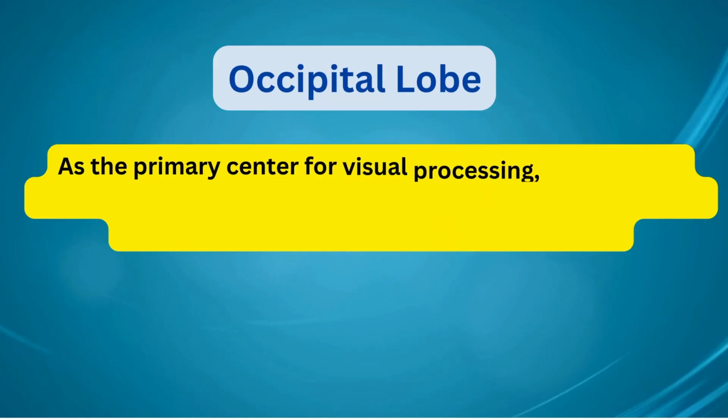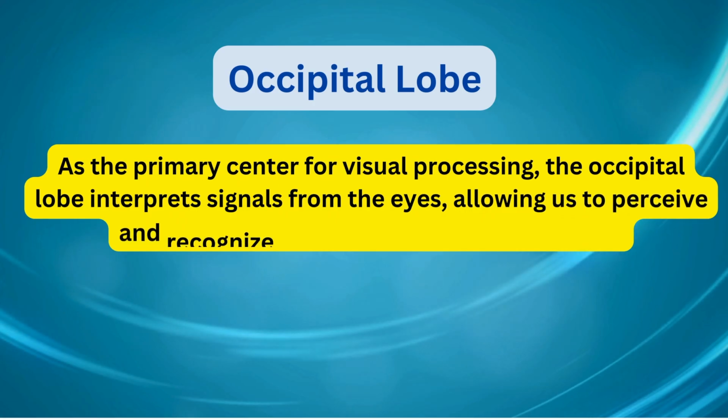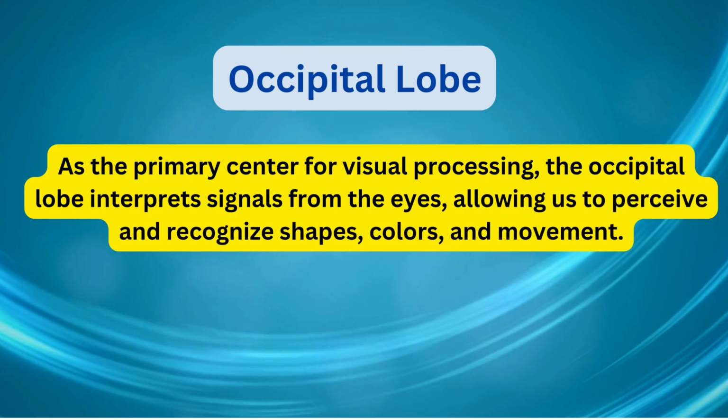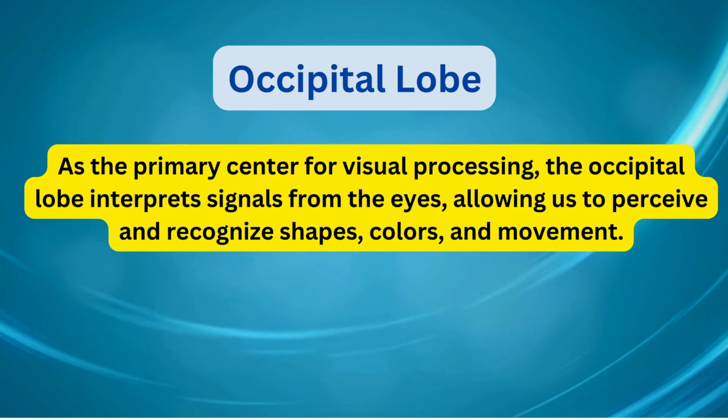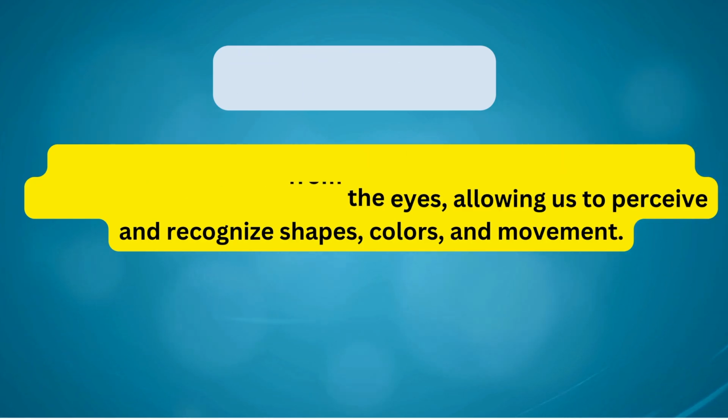The occipital lobe is the primary center for visual processing. It also interprets signals from the eyes, allowing us to perceive and recognize shape, color, and movement.